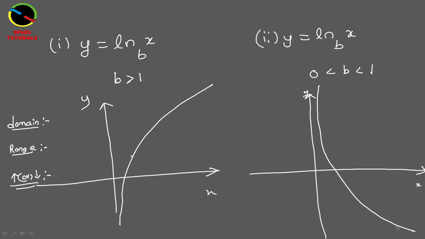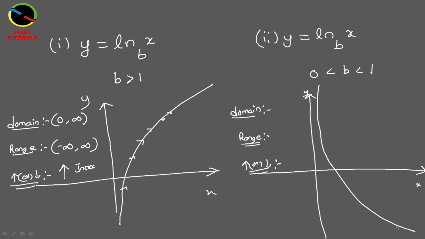What is the domain for y equal to ln x base b when b is greater than 1? You can give all the values from 0 till infinity. Here also we will discuss the domain, range, increasing or decreasing. What is the range? Nothing but the y values. The y values are from minus infinity to plus infinity. Every value is included, and if you see carefully, as x is increasing, the y value is also increasing, so it is going to be an increasing function.